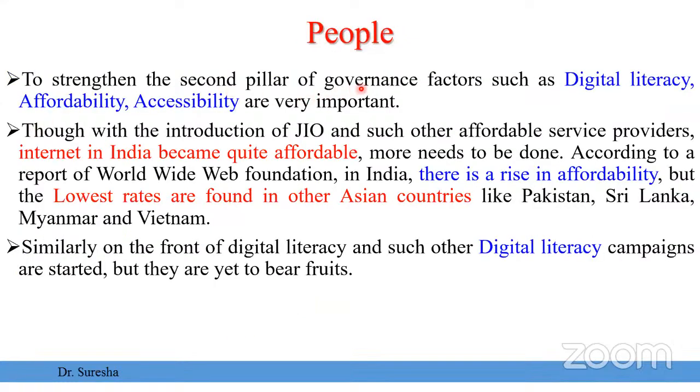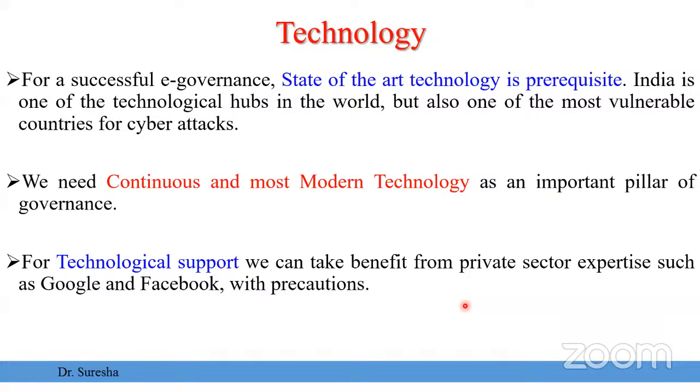To strengthen the second pillar, people, factors like digital literacy, affordability, and accessibility are very important. On the front of digital literacy, digital literacy campaigns have been started. And people with knowledge of ICT are very much required. Otherwise, it becomes very difficult to implement ICT policies.